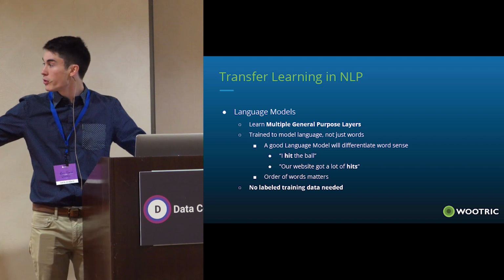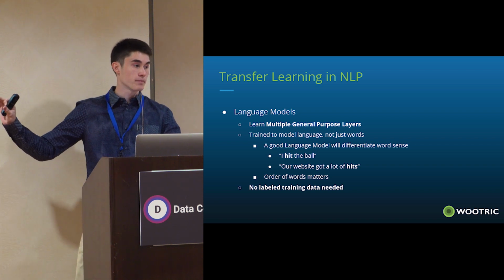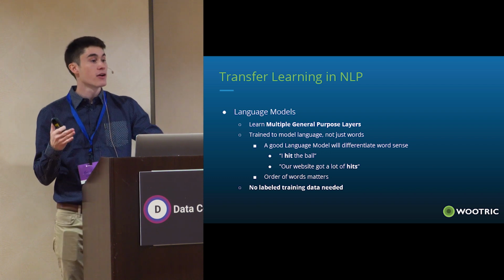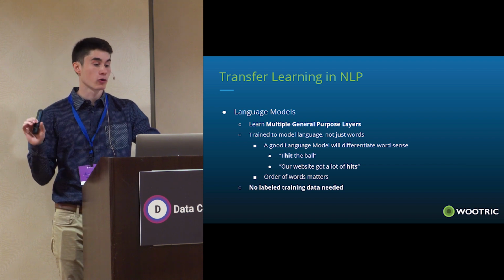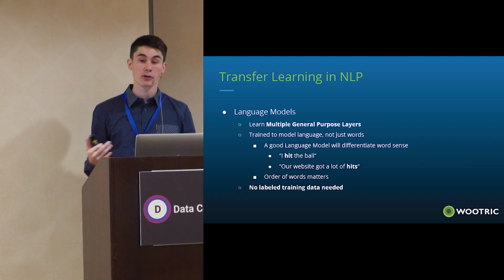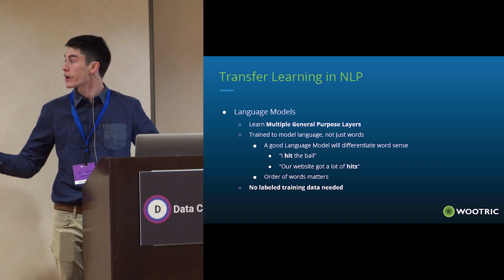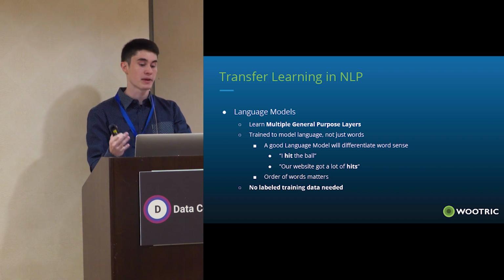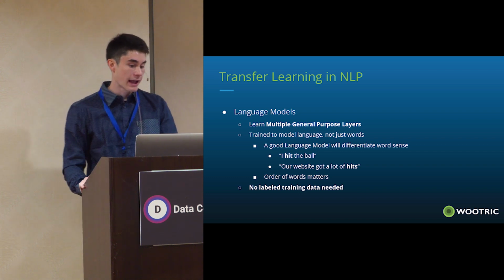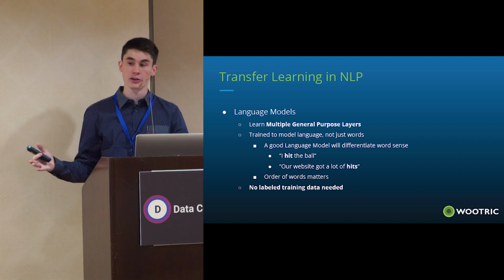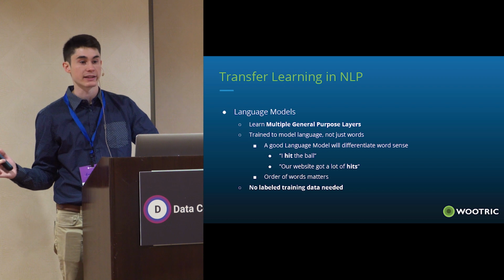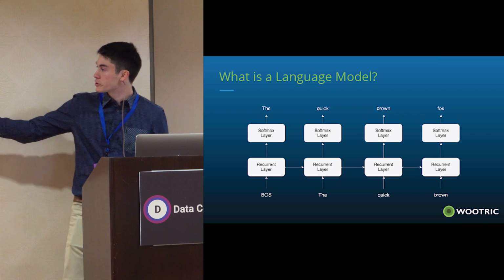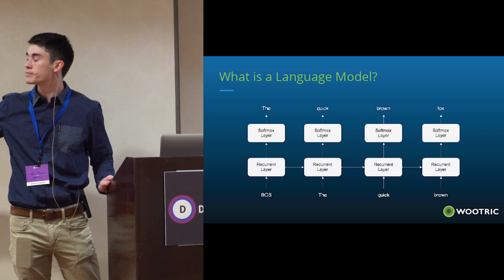In this example, we have two pieces of feedback: I hit the ball, and our website got a lot of hits. For word vectors, the word hit will be modeled by the same vector in both. But for a language model, because it has multiple layers, we're able to differentiate what vectors will come out of the language model based on the context around those words. Also, like word vectors, another great thing is that you do not need any labeled training data when training a language model.